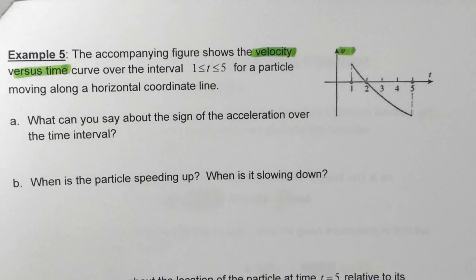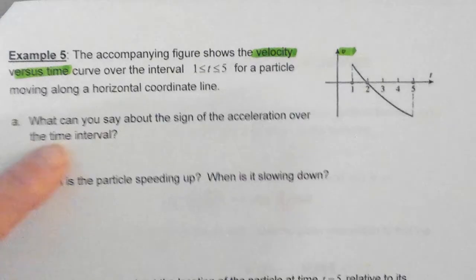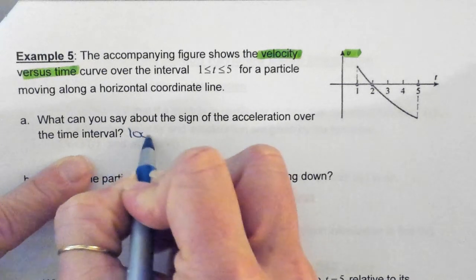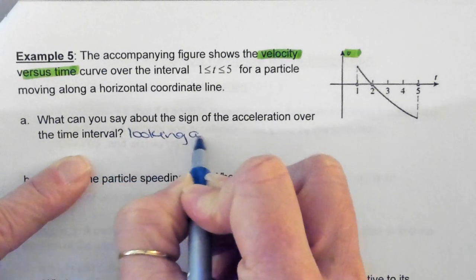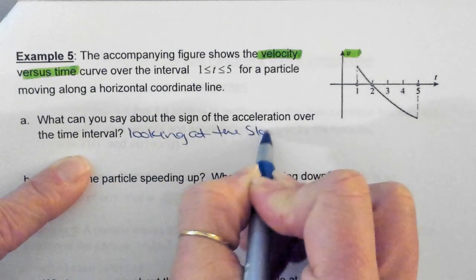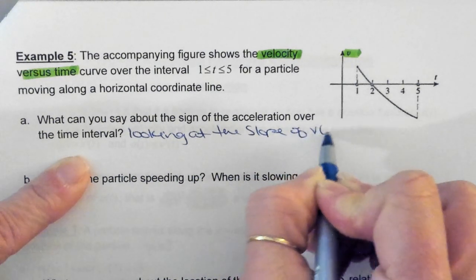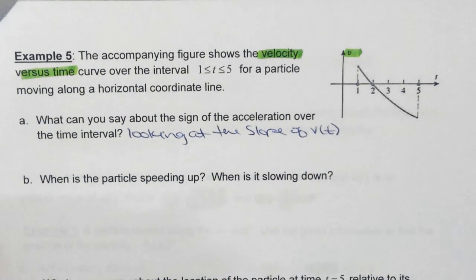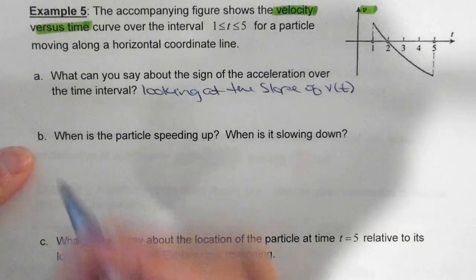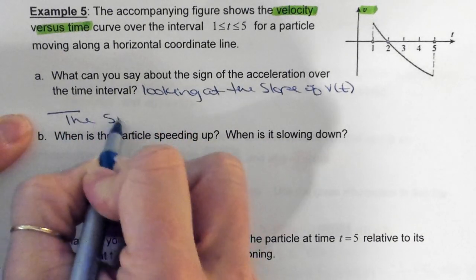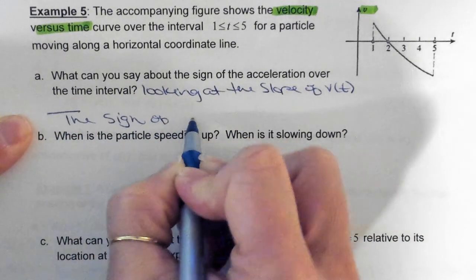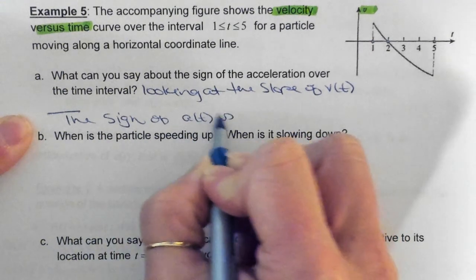So how do I figure that out? What am I looking at? Oh, I look at the slope. Okay, you are looking at the slope of the velocity function, v of t. Okay, so then what can you tell me about the sign of acceleration? Yep, the sign of a of t is negative.